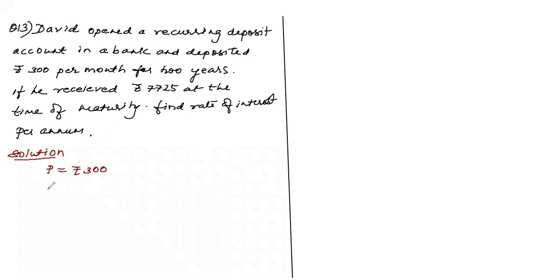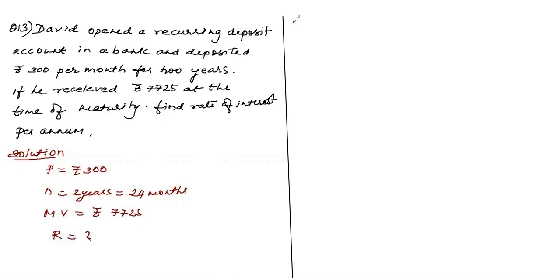for 2 years. So n is 2 years. 2 years means 24 months. We have to convert into months because he deposits 300 rupees per month. He received rupees, so the maturity value is rupees 7,725. That means find the rate of interest. Find R.